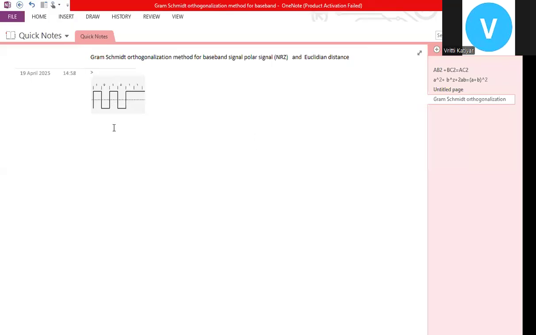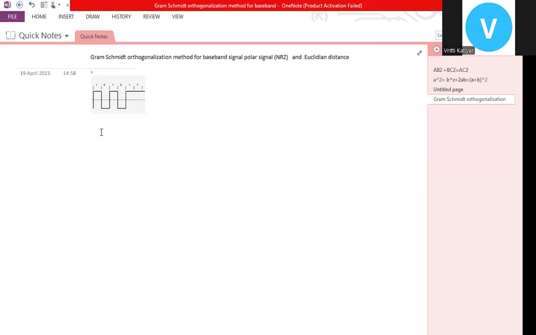Today we are going to see how the signal is represented in the signal space using Schmidt orthogonalization. So we are taking the example here for a polar signal. The aim is Schmidt orthogonalization for a baseband signal, which is a polar signal in the form of NRZ, non-return to zero.